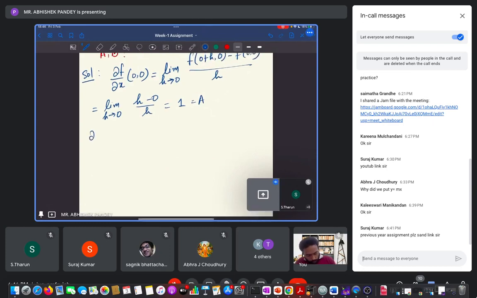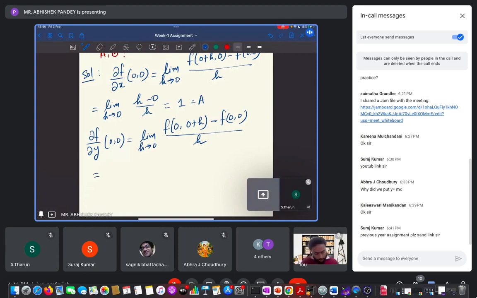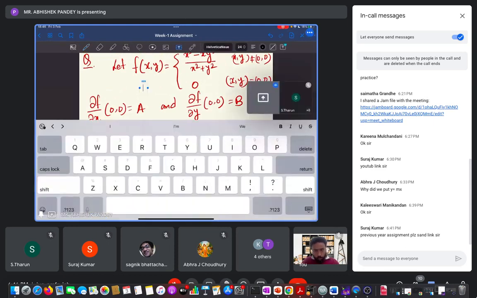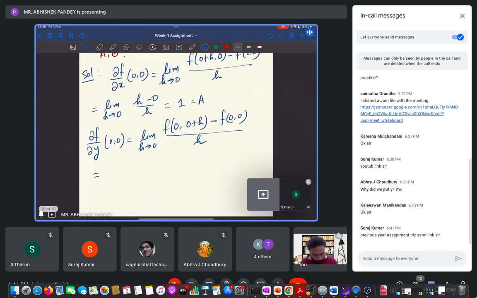So a is equal to 1. Now let us see the partial derivative with respect to y. Limit h tends to 0, f of 0 comma 0 plus h minus f of 0 comma 0 upon h. Again you have to put the value. So again x is 0, so the numerator will be 0. Okay, so this limit will be 0. This is b. So a is equal to 1 and b equals 0.